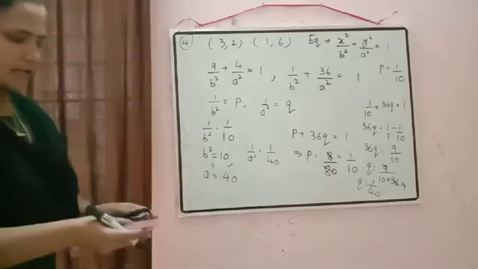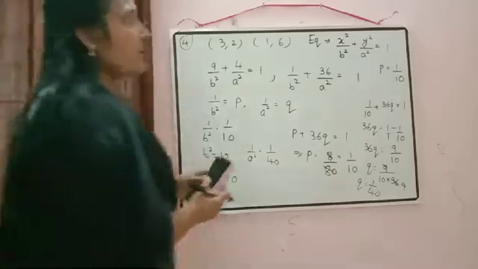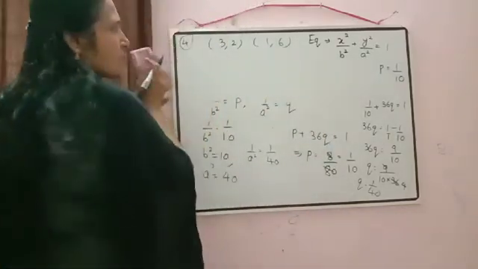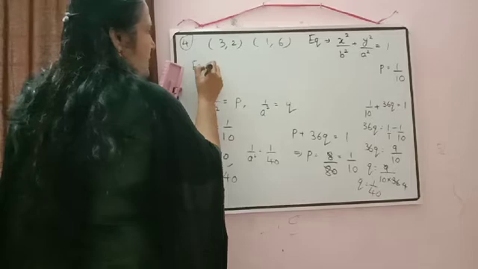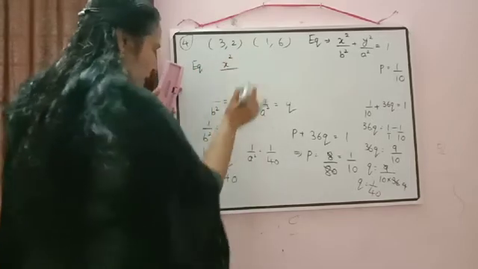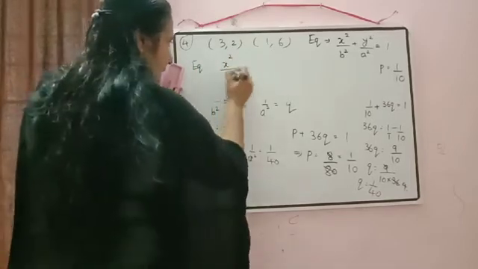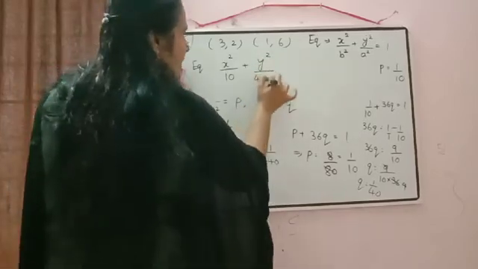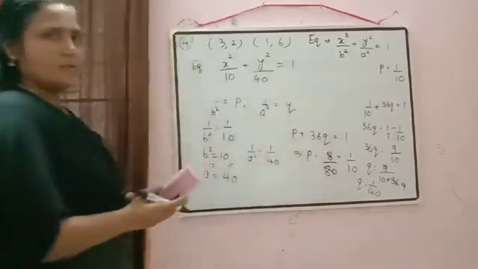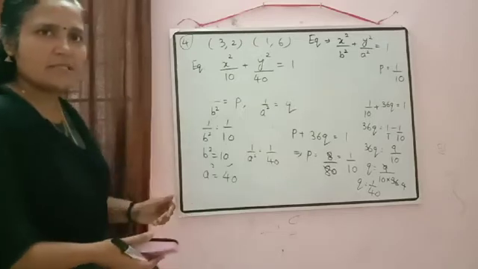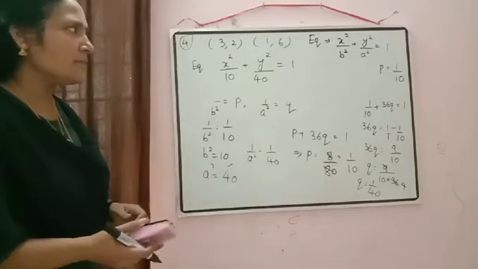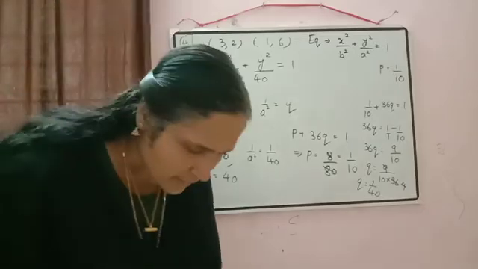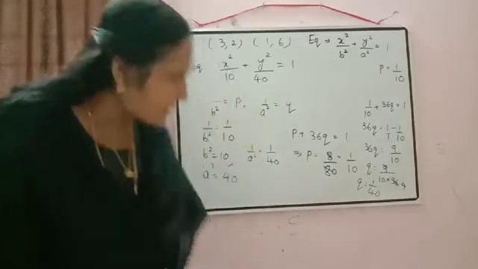Now substitute in the equation of the ellipse. We already wrote the equation. What is that? x square by b square. So write down there, the equation will be x square by b square, which is 10, plus y square by a square, which is 40, is equal to 1. So in this way we can calculate the equation of the ellipse. I hope this method is clear to you. Now we will check the next question.